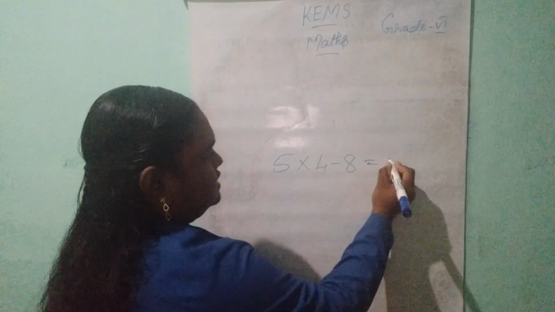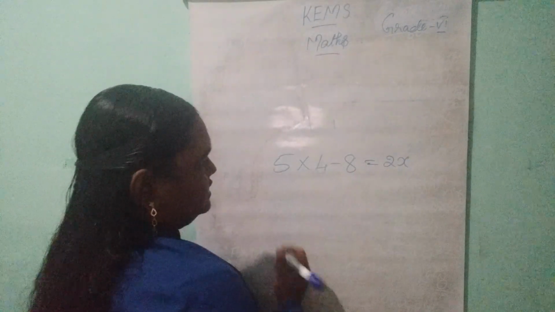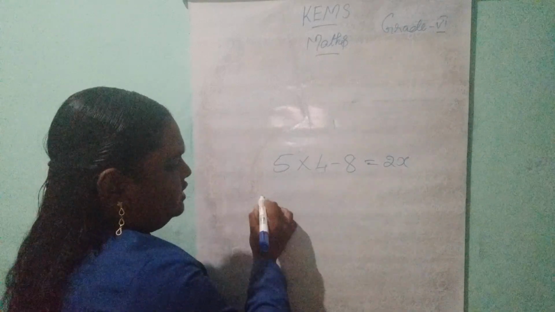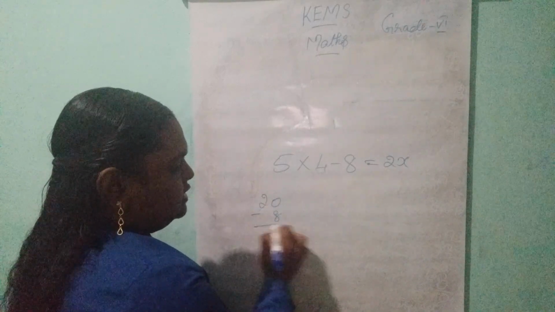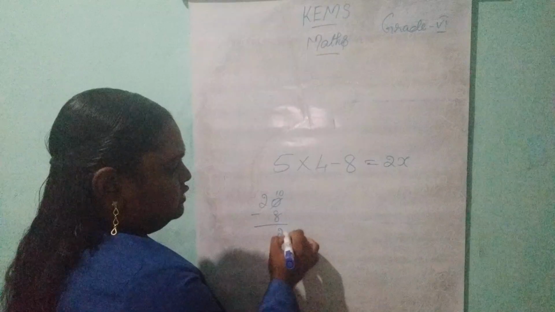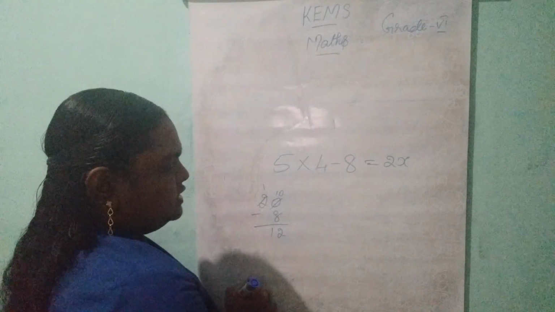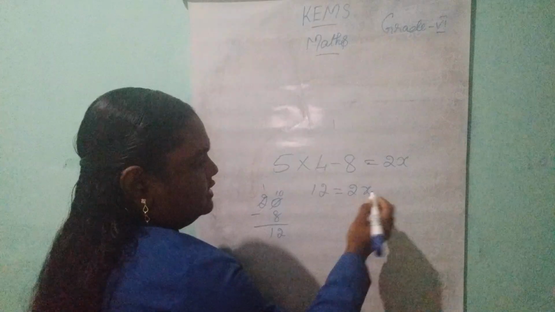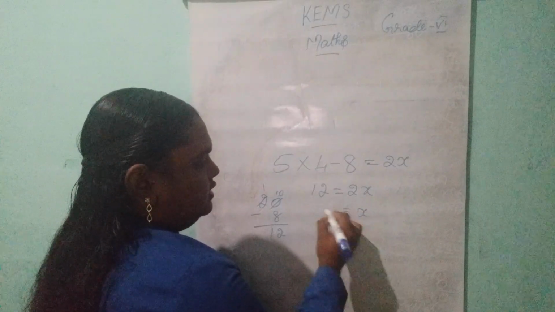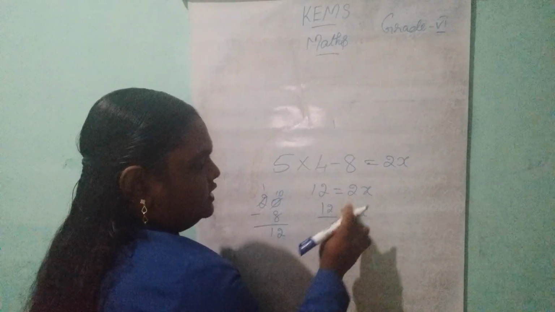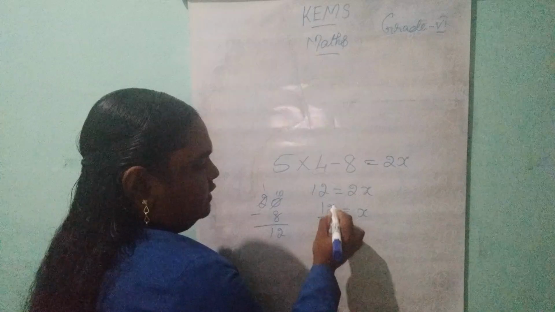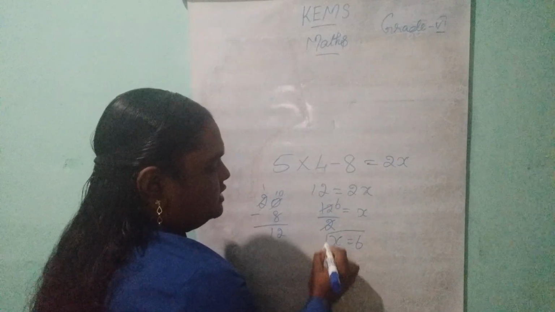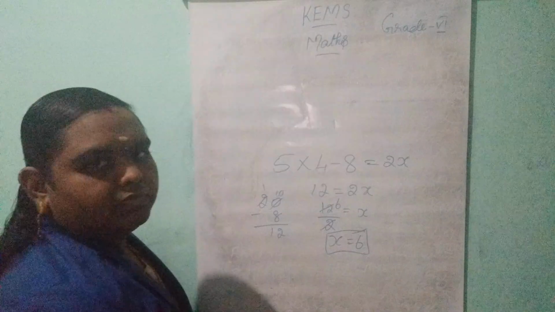5 into 4 minus 8 equal to 2x. So 5 4s are 20. 20 minus 8. What is 20 minus 8? 10 minus 8 is equal to 2. Here is 1. So answer is 12. So 12 equal to 2x. So keeping x here, the 2 will be changed into division. So 1 2s are 2, 6 2s are 12. So the x value is 6.